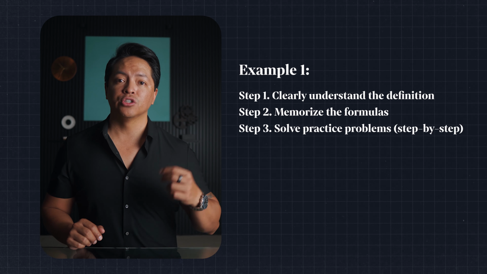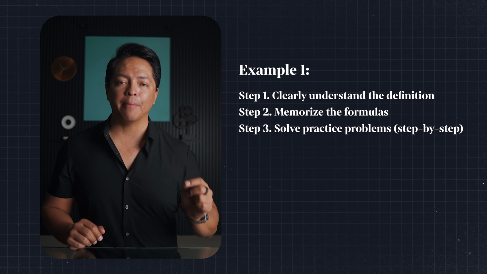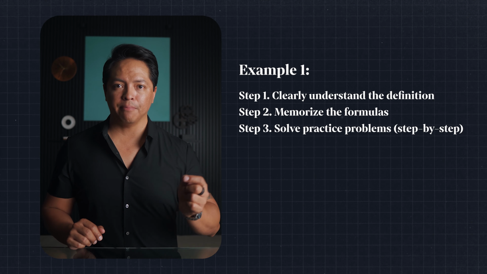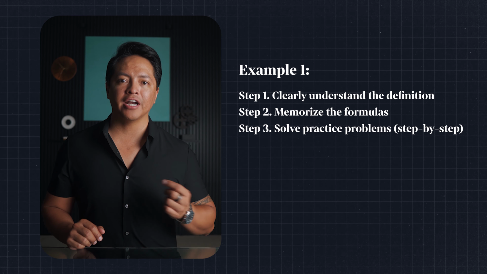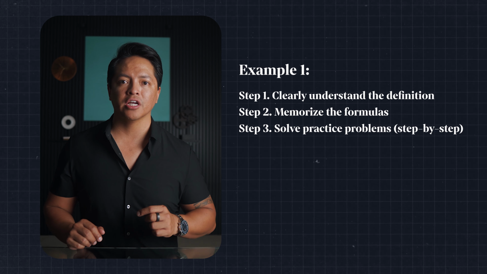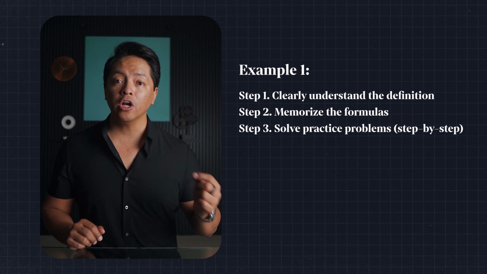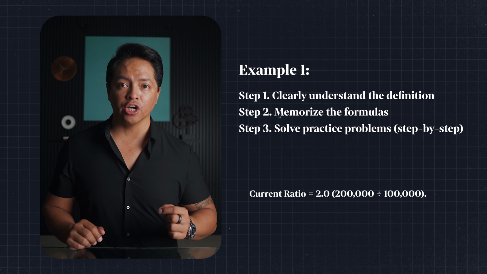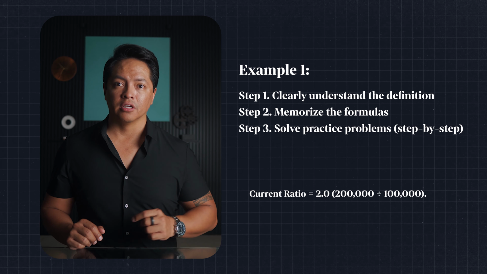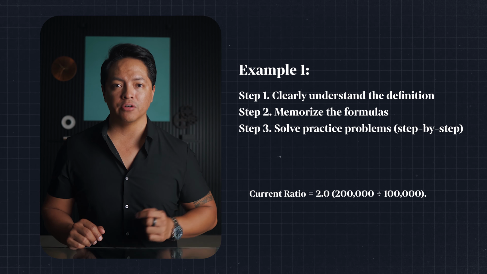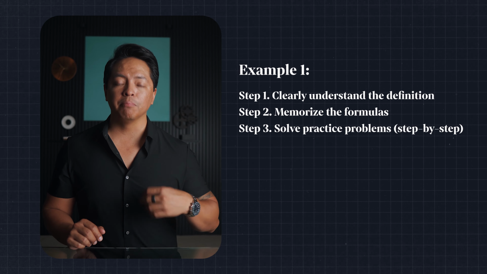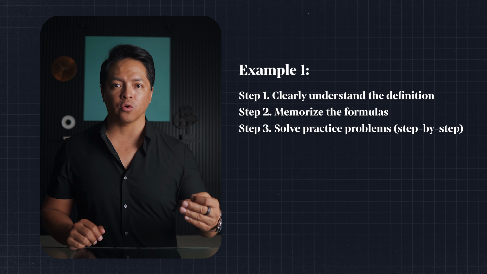Step 3, solve practice problems step by step. Easy example. Suppose a company has current assets of $200,000 and current liabilities of $100,000. The current ratio is 2. 200,000 divided by 100,000. Gradually move to complex scenarios involving inventory adjustments.